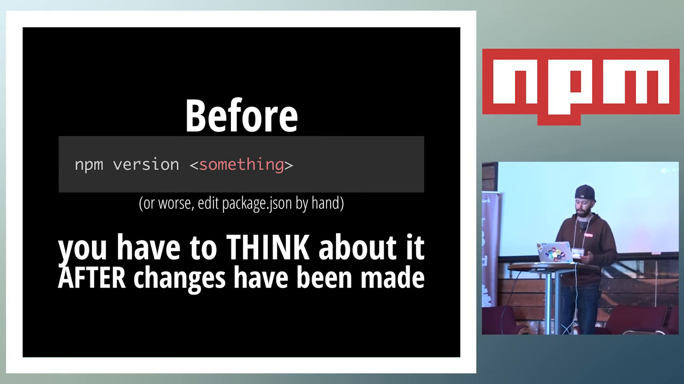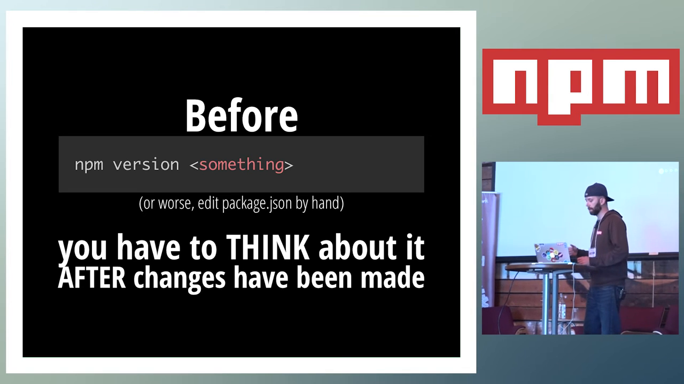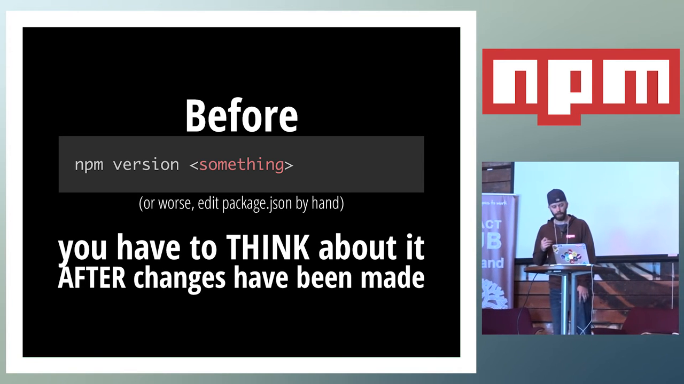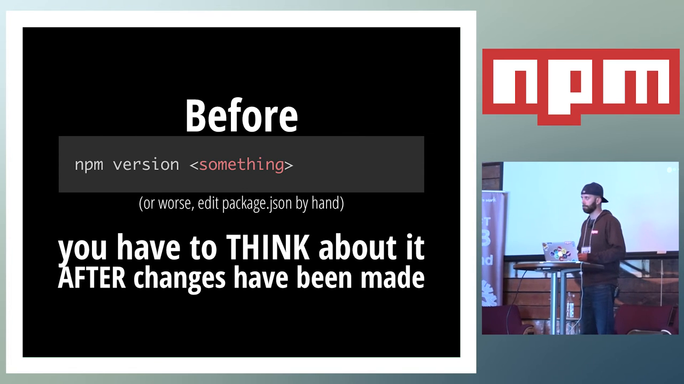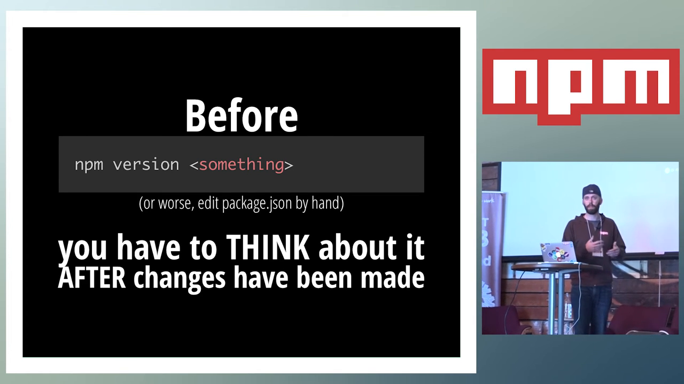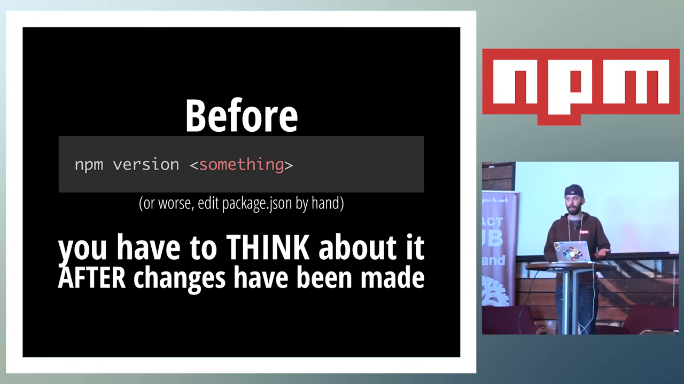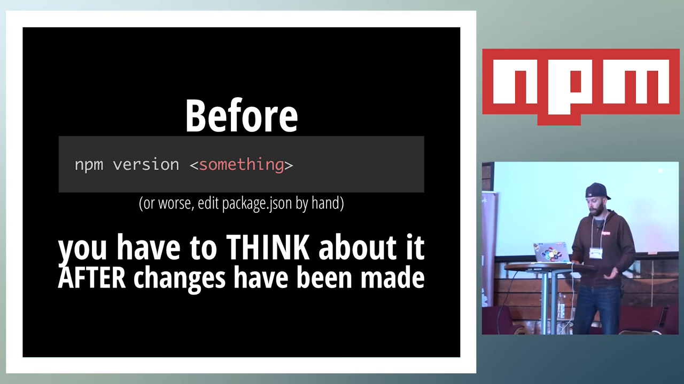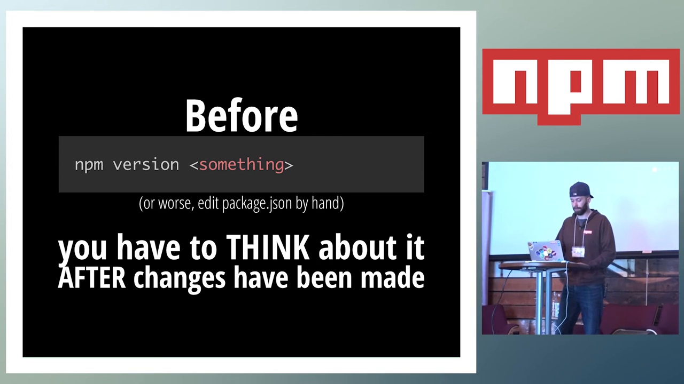Now, even before you knew about this command, perhaps you're just editing package.json by hand. We're looking for a better system here, right? So one of the problems with this, in my opinion, is that at the time at which you're ready to release your project, to publish a new version, this may be days, weeks, months after you've accumulated some changes that have been made to the project. And so now that you're ready to cut a release, I gotta go back and actually think about what changes have been made after they've been made. What if I don't remember? I gotta go back and look at the commit history, or I gotta go back and review the PRs that were merged. Again, we're wasting time here.